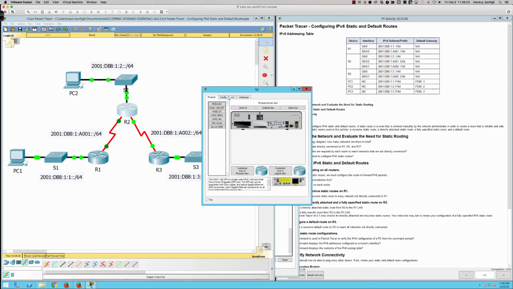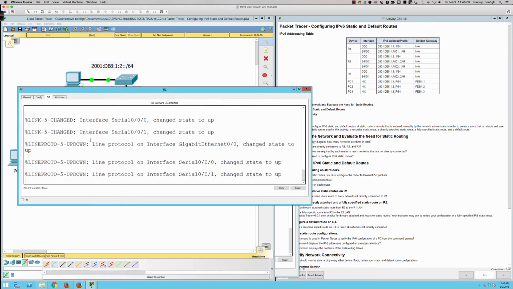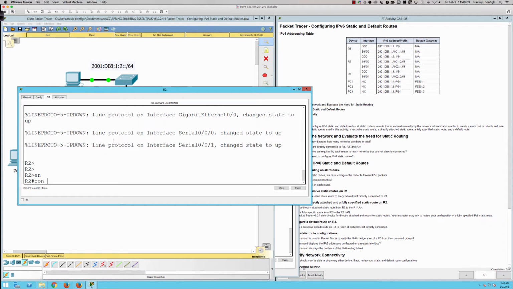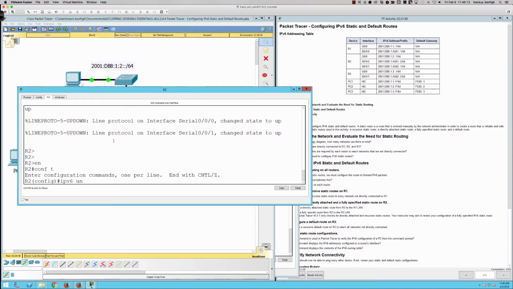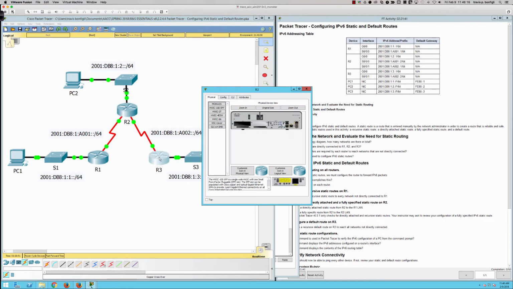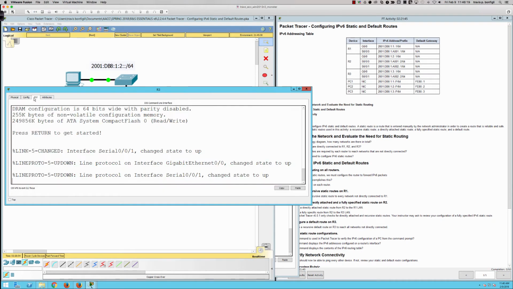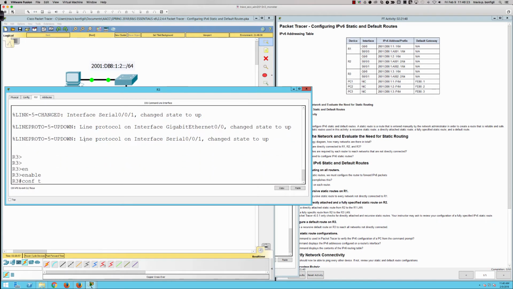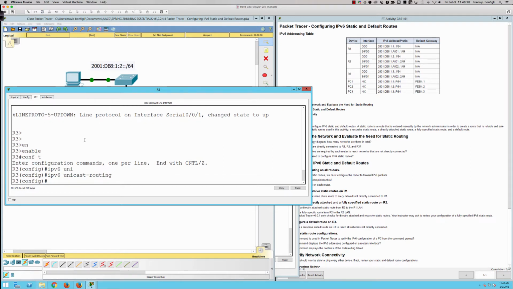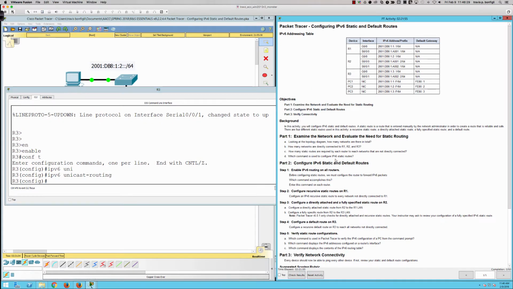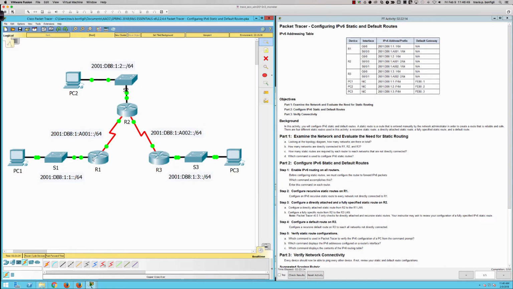So we'll take care of router 1. We'll come over here to the CLI on router 2, and we'll do the same thing. We'll get into global config and say ipv6 unicast-routing, and then now let's enable that on router 3. So we go from user exec to privilege exec, and then into global config and say ipv6 unicast-routing. All right, so we've enabled unicast routing on all of the routers. And which command accomplishes this? ipv6 unicast-routing. Enter the command on each router. We did.